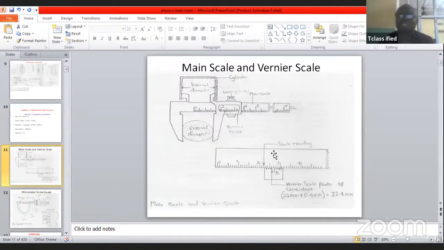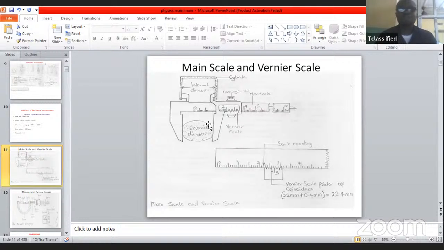We are starting with the vernier caliper. How do you take the reading on a vernier caliper? Now, this is a vernier caliper. It has the main scale. This is the main scale, and this is the vernier scale.